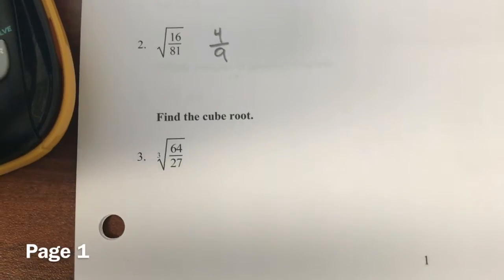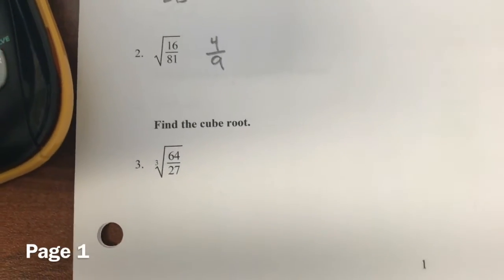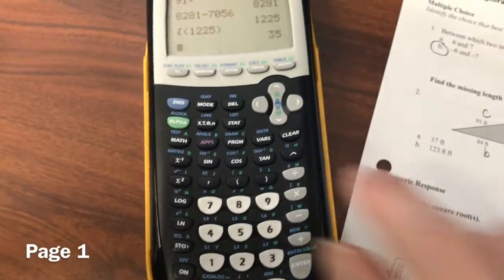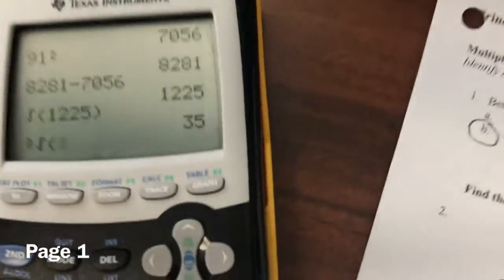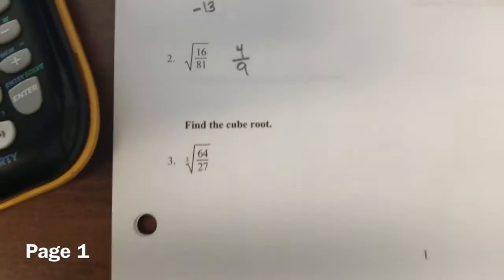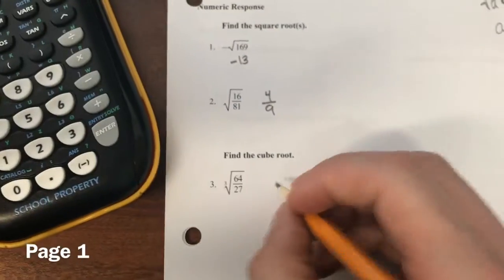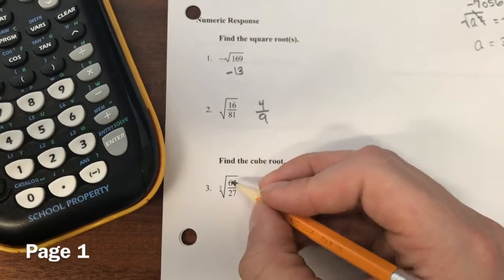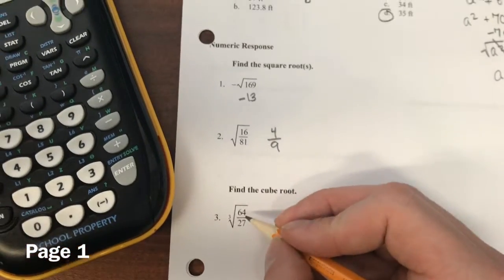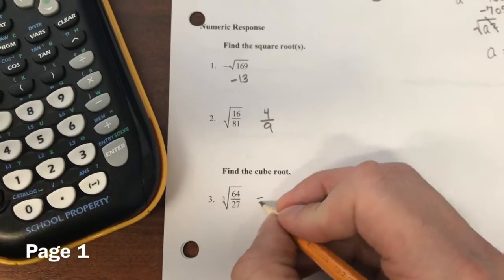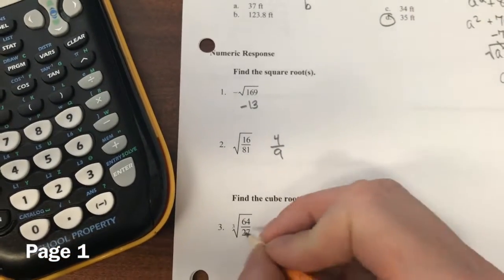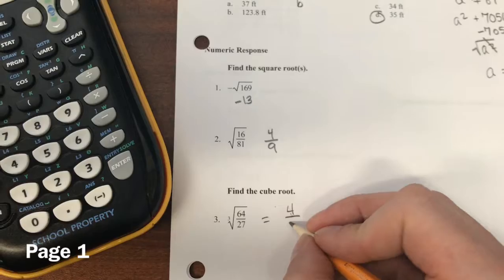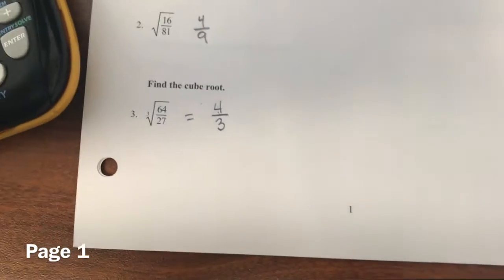And then you have the cube root. For those of you who are not confident about cube roots, the button would be Math 4. That brings up the cube root in the calculator. Either calculator, doesn't really matter. I'm not going to use a calculator, though. Cube root means what times itself a third time gives you that number. I happen to know that 4 times 4 times 4 is 64, and 3 times 3 times 3 is 27. So 4 over 3.